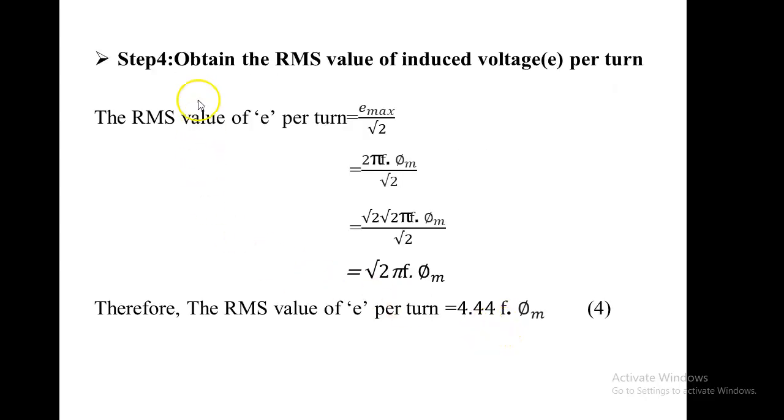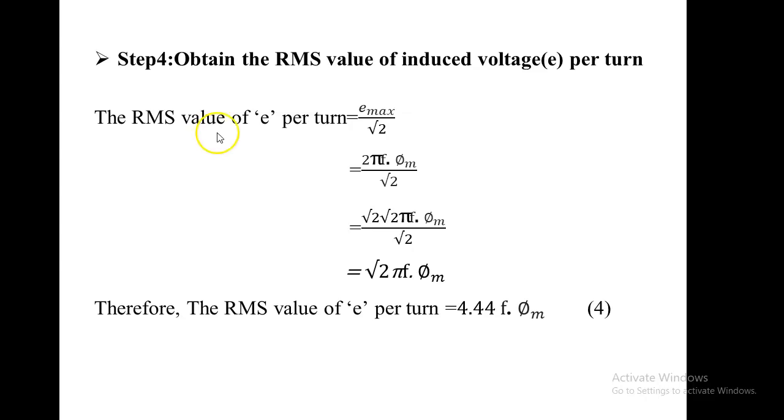Now see here in step 4 we have to obtain the RMS value of induced EMF per turn. In step 3 we obtained the maximum value of induced EMF per turn. Now we have to obtain the RMS value. So we know the relation between RMS value and maximum value. RMS value is max value by root 2, or RMS value equals 0.707 into maximum value.